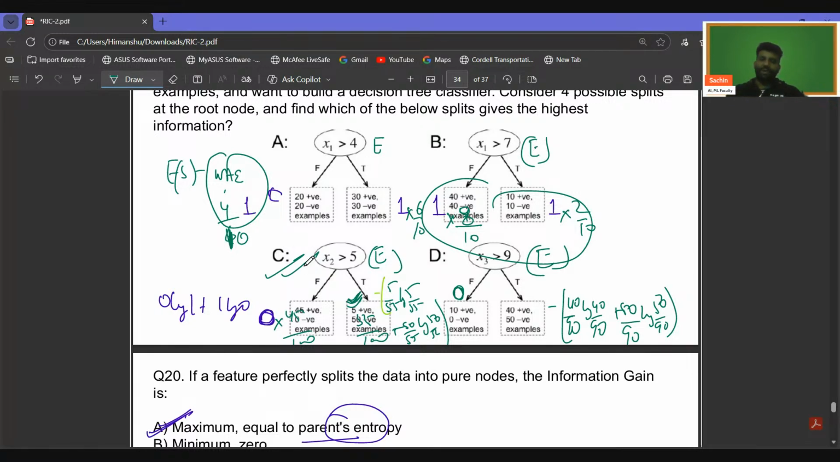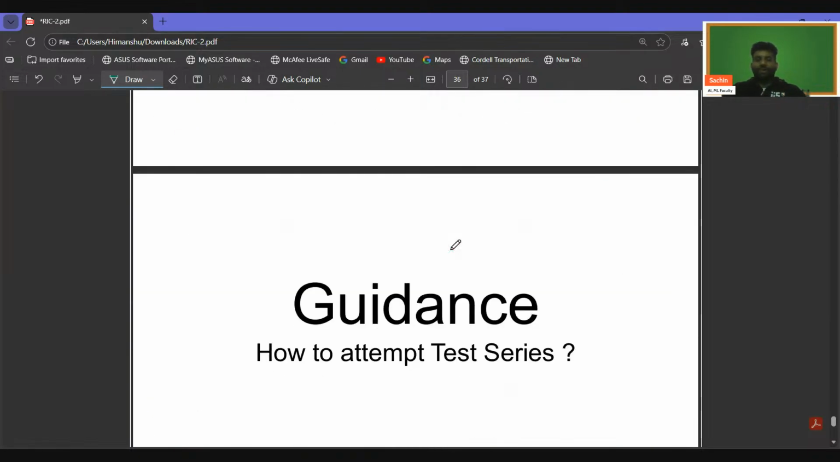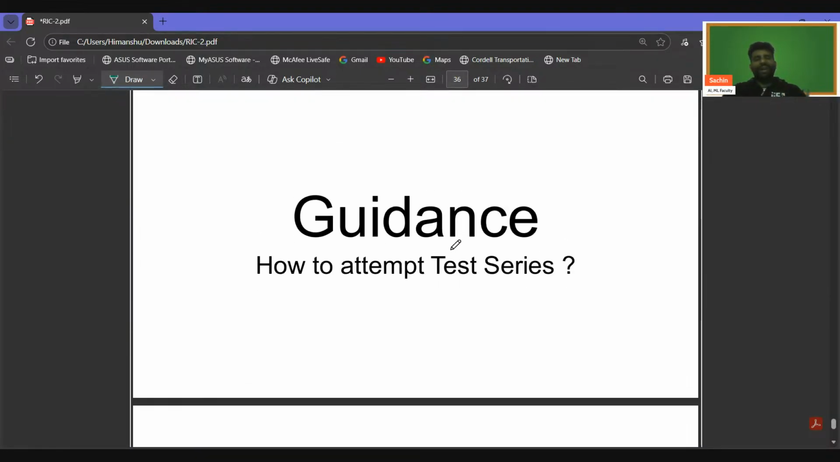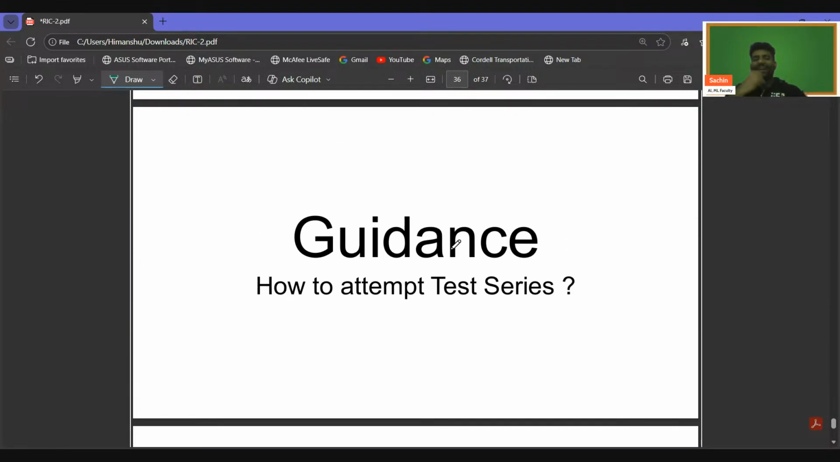Okay. So that was our last problem which we wanted to solve. And for the guidance part, I already had something in my mind about how to attempt the test series. But I guess we have already passed the proper time which we had decided, which was 1.5 hours. So let's not discuss this right now. We can discuss it in the next session, in the starting only.